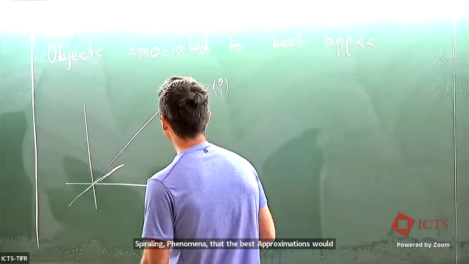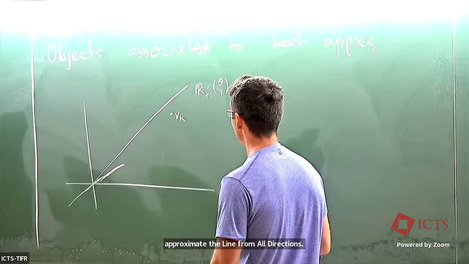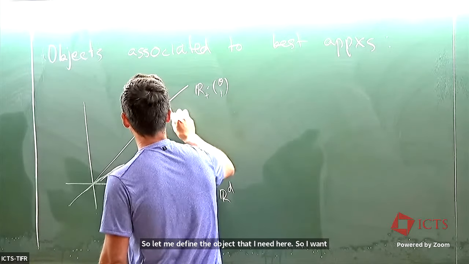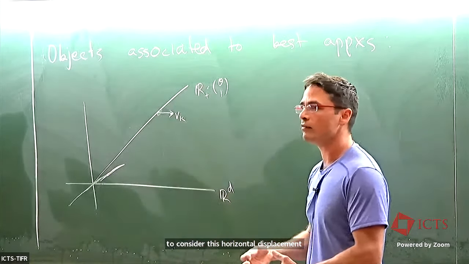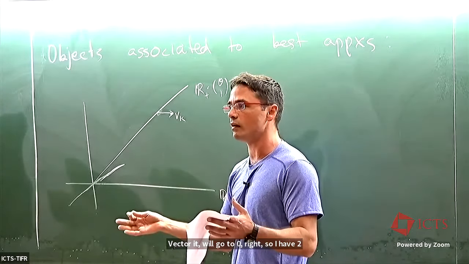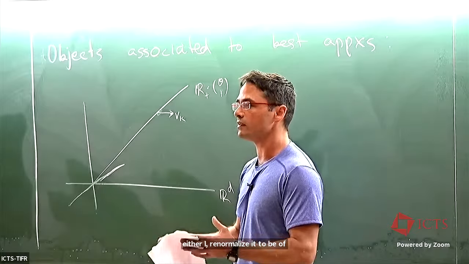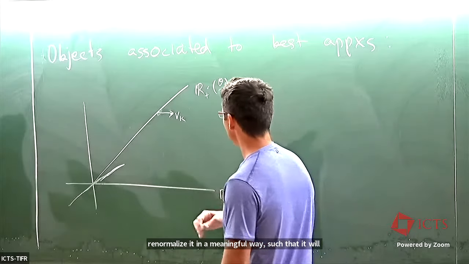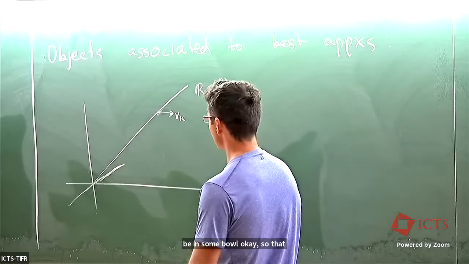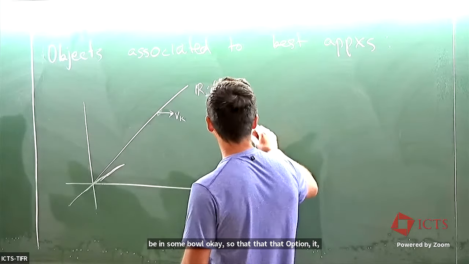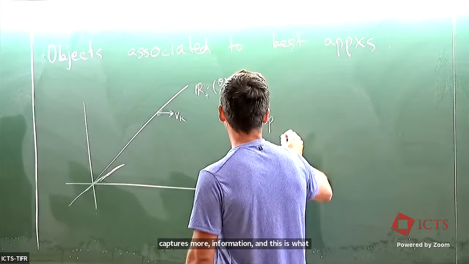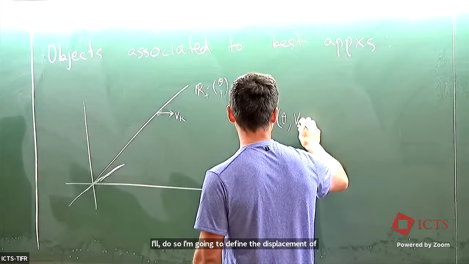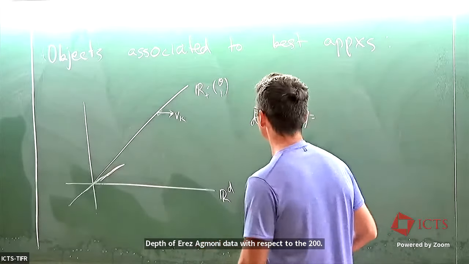So let me define the object that I need here. I want to consider this horizontal displacement vector. It will go to 0, right? So I have two options. Either I renormalize it to be of length 1, or I renormalize it in a meaningful way such that it will be in some ball. That option captures more information, and this is what I'll do. So I'm going to define the displacement of theta with respect to the kth best approximation to be what?